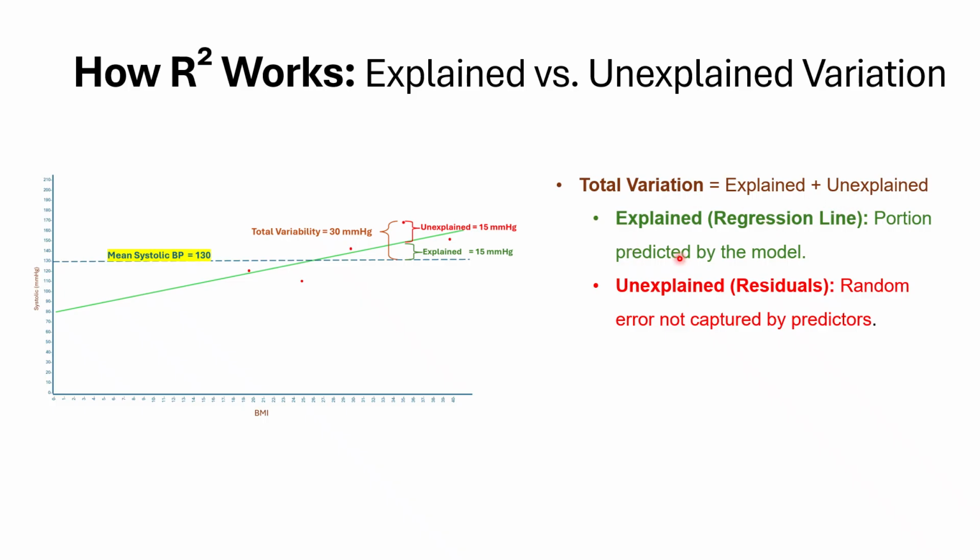And explained variation in the regression line is the portion which is predicted by the model. In this case, it was BMI. And unexplained or the residual variation is the random error, which is not captured by the predictor.